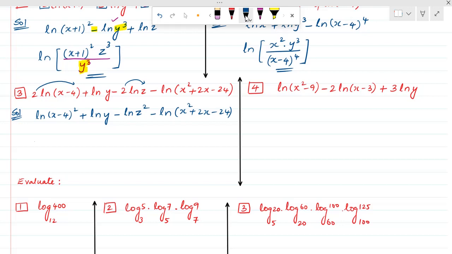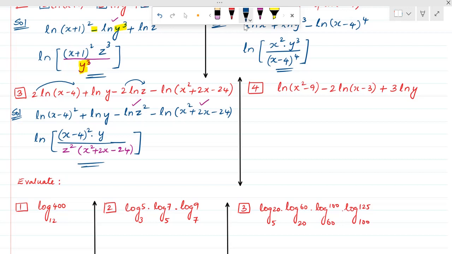This part I can write as one single ln function: (x minus 4) whole square. Since it is plus, it is in the numerator, over. What is the minus? Since it is a minus, it is in the denominator, x square plus 2x minus 24. So this is the single logarithmic function.